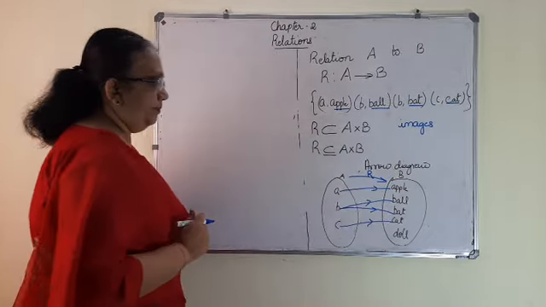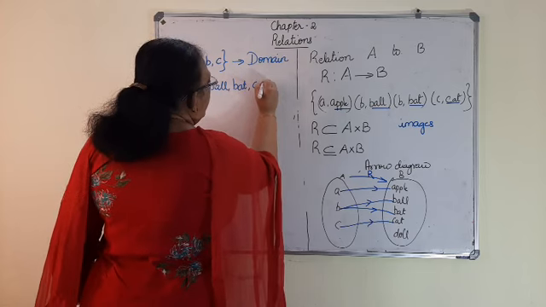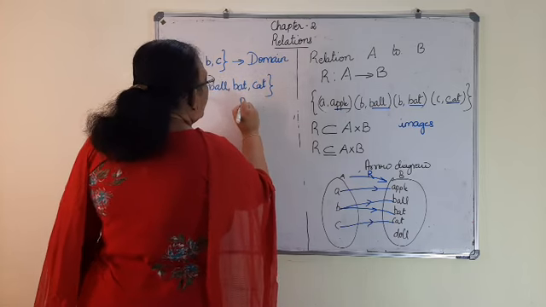Now the non-empty set A consists of A, B, C. This is called the domain. In a relation, the first elements are called the domain, and the elements apple, ball, bat, cat are called the range.